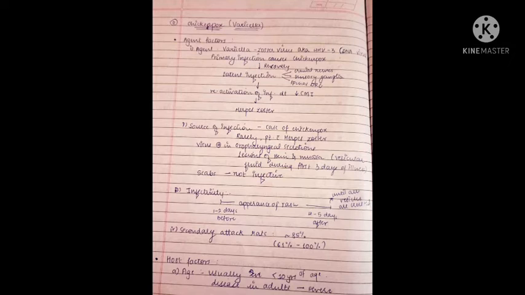Scabs are, however, not infective. Infectivity period ranges from 1 to 2 days before to 4 to 5 days after the appearance of rash, or we can say until all the vesicles are crusted. Secondary attack rate is high. It is 85%, may range from 61 to 100%.